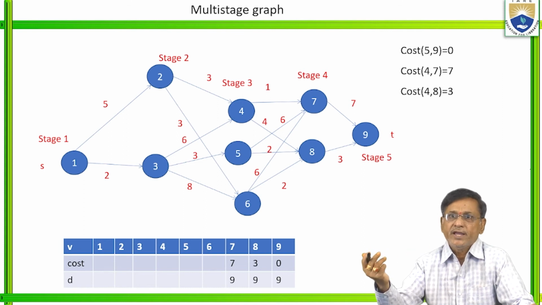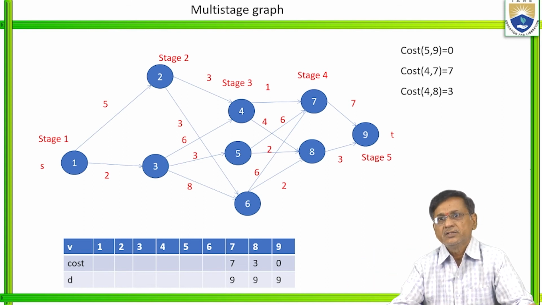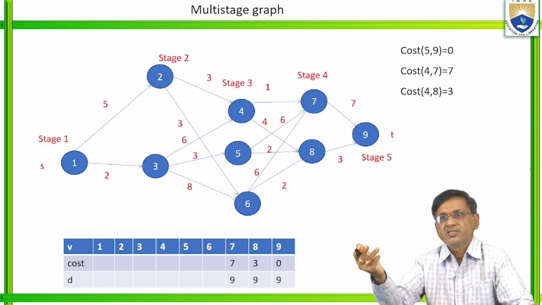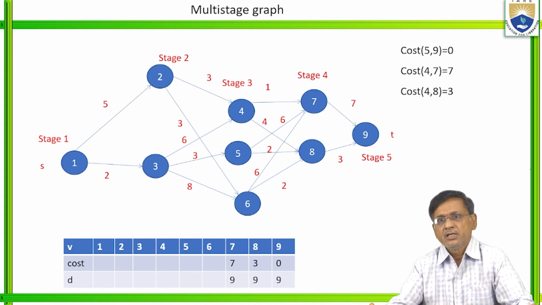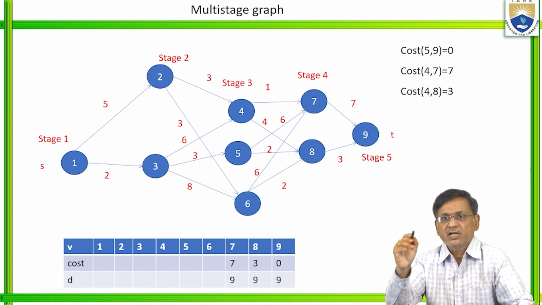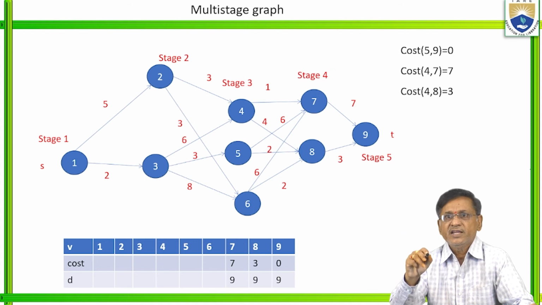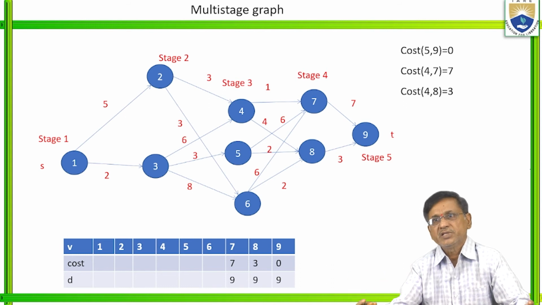Now from 8 to 9, what is the cost? 8 to 9, the cost is 3 and the destination is 9. So the cost is equal to 3 and destination is again 9. So that is marked. Corresponding to 7, destination is 9 and cost is 7. Corresponding to 8, cost is 3, destination is 9. Corresponding to 9, destination is 9, cost is equal to 0, because we are considering from the end vertex.